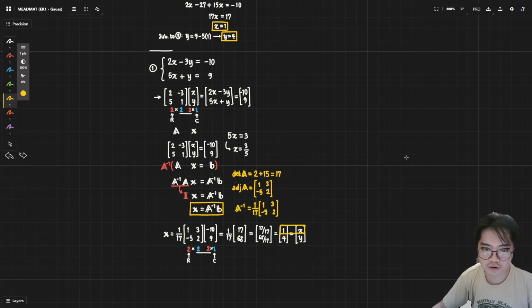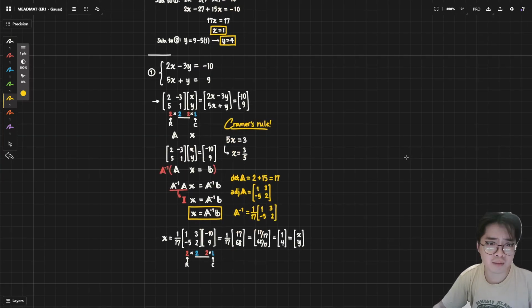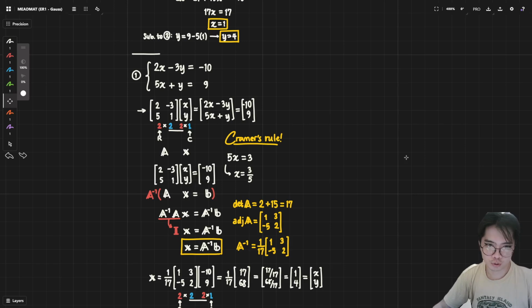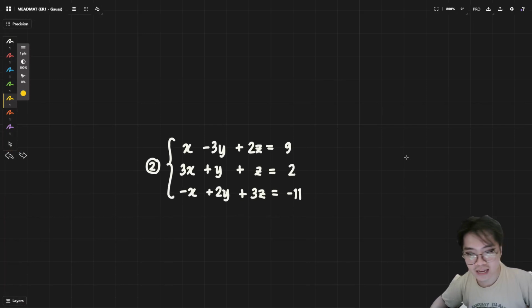If ever you have heard of that in fun math, I don't know, like 10 million years ago. This is Cramer's rule. And the only thing about Cramer's rule is that, as you can see, the requirement is you have to create the inverse. And I'm already preparing myself because this is now a 3 by 3 example.